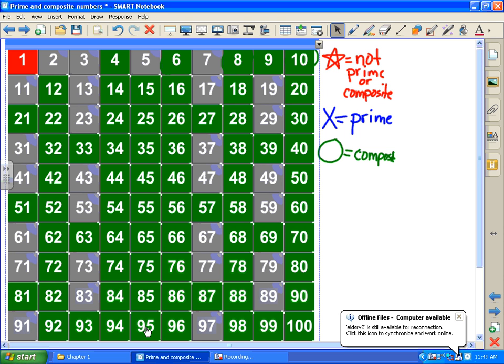All I said to do was circle the numbers that end in 5. Now, 6 crossed out. 8 we crossed out. We haven't done anything with 7. 7 is our next prime number. 7 is a prime number, so put an X on it.